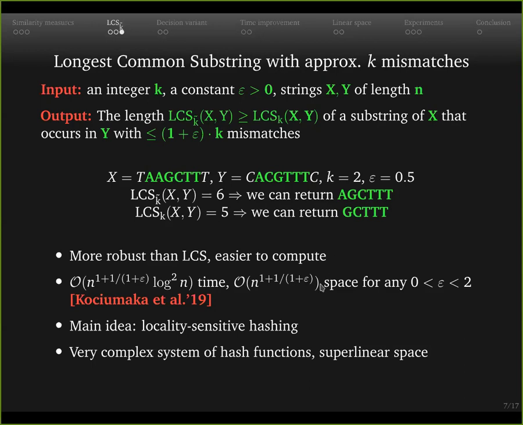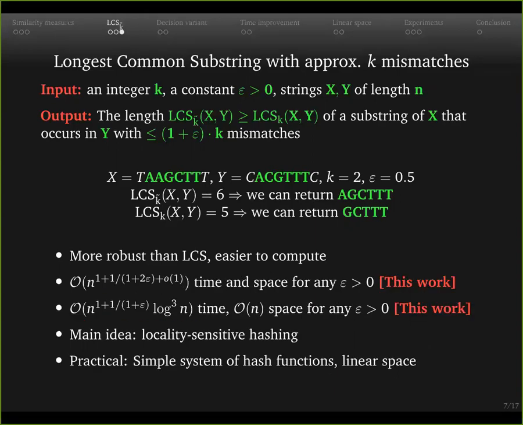And after introducing the problem of LCS approx k, Kociumaka et al. showed the first results: n to the power 1 plus 1 over 1 plus epsilon log squared time, and n to the power 1 plus 1 over 1 plus epsilon space, for any epsilon between 0 and 2. The main idea was locality-sensitive hashing, but it used a very complex system of hash functions, and the space is superlinear, which is not good compared to the results on LCSk that all had linear space.